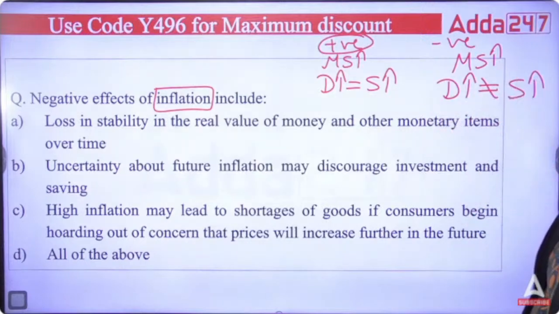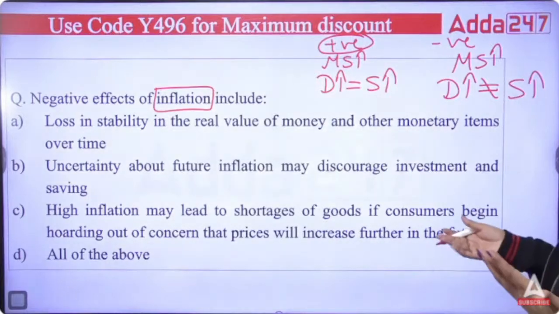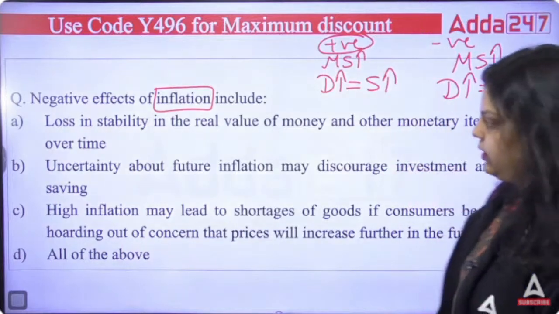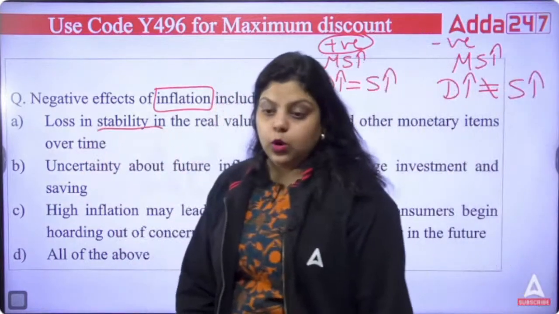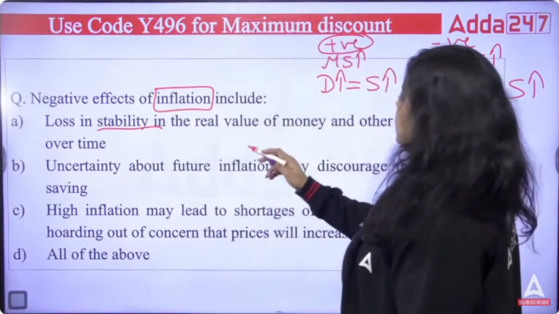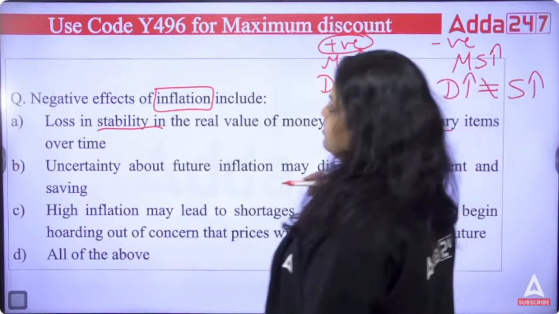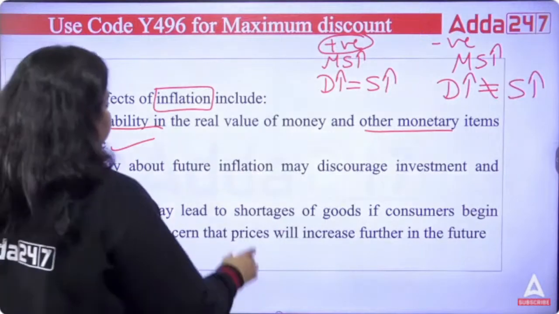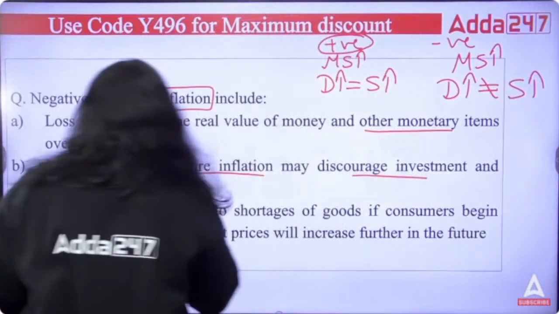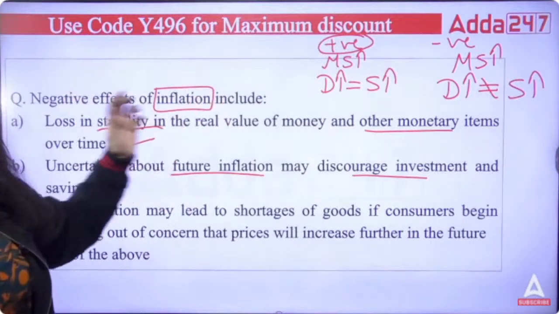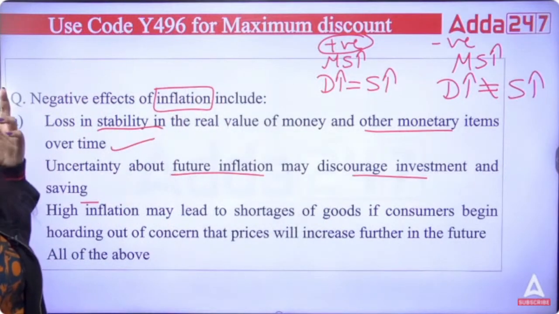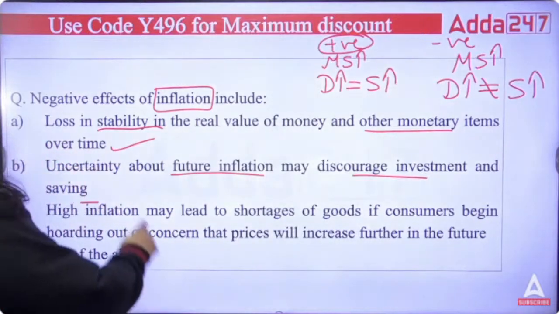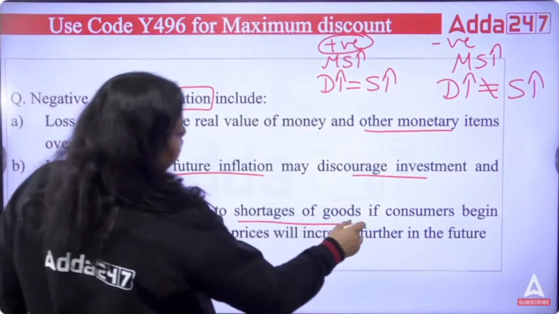So positive and negative, these two effects we have in the economy, and you have to answer here which of the following is a negative effect of inflation. First is saying loss in stability. Obviously, you will find loss in the stability and real value of money and other monetary items over time. This is true. Uncertainty about future inflation may discourage investment and savings. Obviously, you do not know what is going to happen in the future, so this kind of uncertainty will impact investment and savings. This is also true.